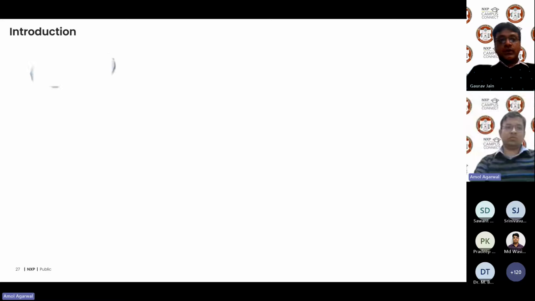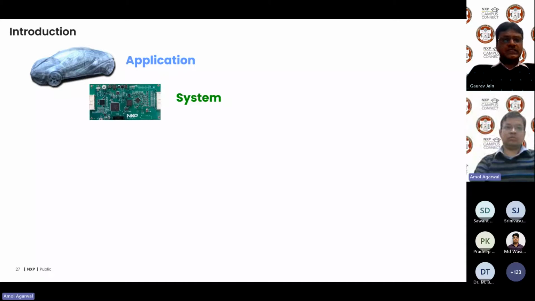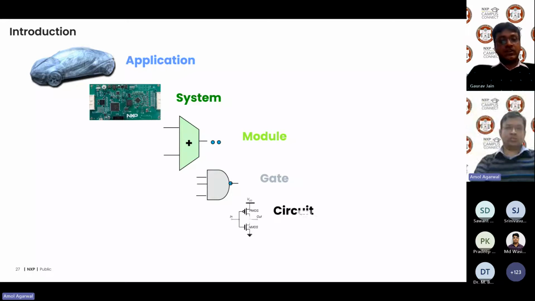Okay, so now going into the high level introduction. So this is one of the end applications, the car, where you have electronic systems, right? So it will basically be having a motherboard, and on the motherboard there will be multiple MPUs that we talked about.